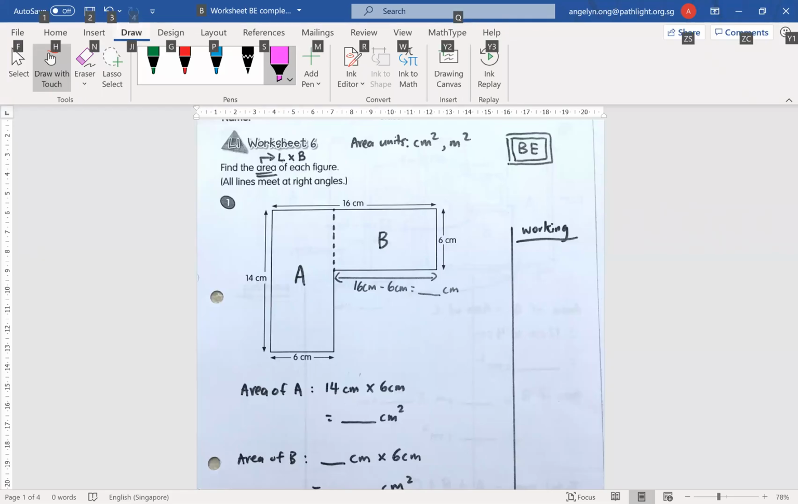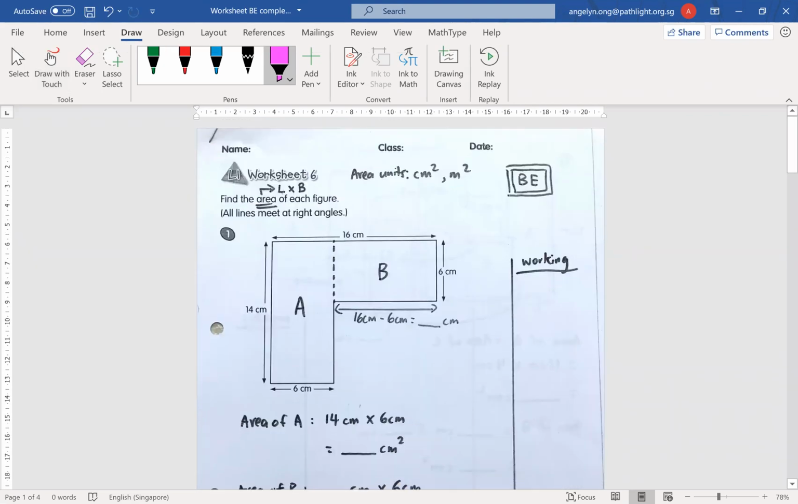Okay, we are going to be doing Worksheet BE. Write your name, your class, and today's date, and then we can start. So we are going to be finding the area of all these figures.